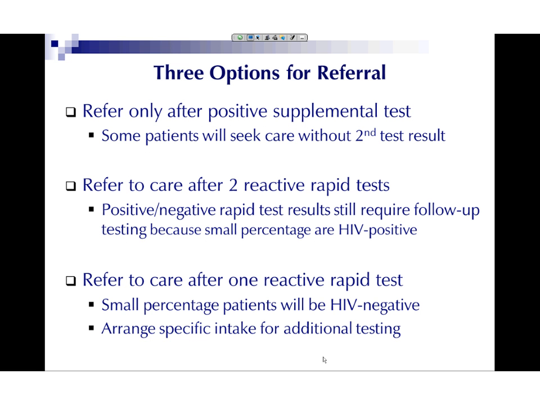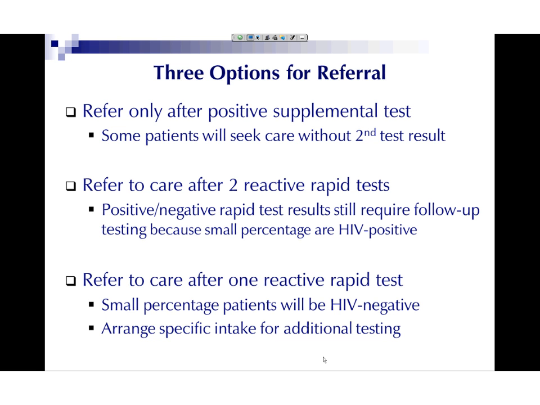So therefore, you do have three options for referral. Obviously, what we're doing now in many cases is referring only after a positive supplemental test, recognizing that some patients won't come back and will seek care even without getting their second test result. We could conduct the algorithm and refer to care after two reactive rapid tests. Some programs have attempted to do that and have found that actually it's logistically difficult to maintain inventory and maintain quality control on two rapid tests. And if you're only using two tests, recognize that positive on one and negative on the second still requires follow-up because a small percentage of those people will turn out to be HIV positive.